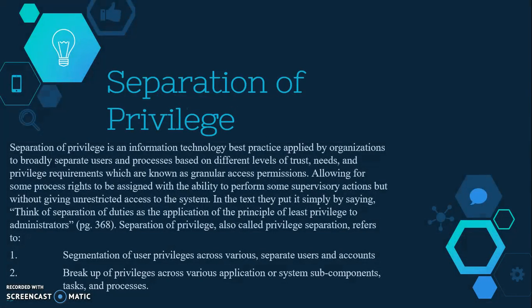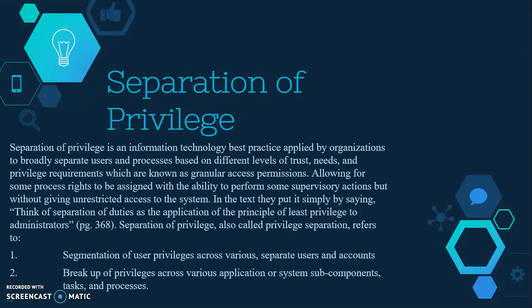Separation of privilege. Separation of privilege is an information technology best practice applied by organizations to broadly separate users and processes based on different levels of trust needs and privilege requirements, which are known as granular access permissions, allowing for some process rights to be assigned with the ability to perform some supervisory actions, but without giving unrestricted access to the system.